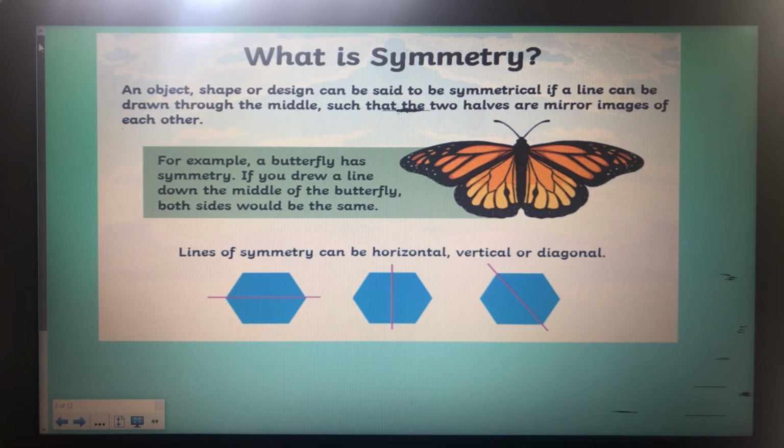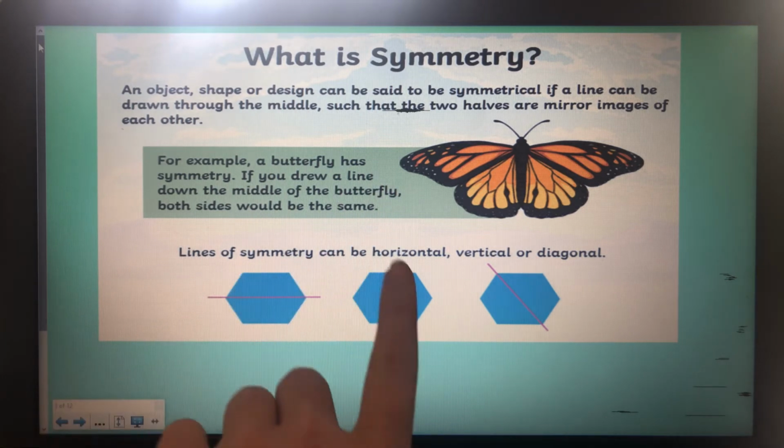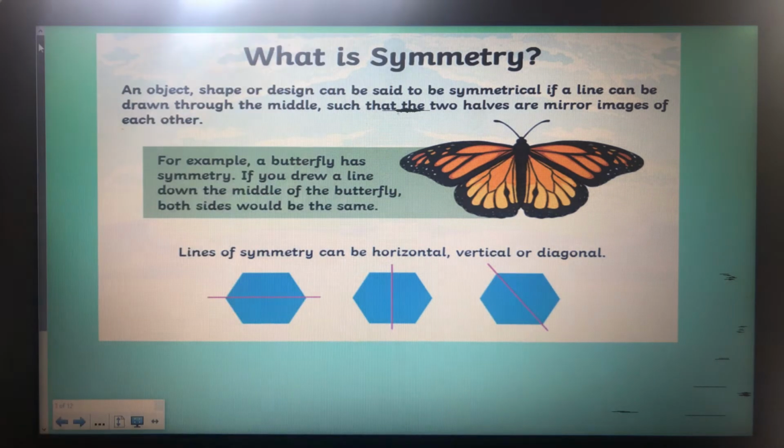So the lines of symmetry can be horizontal, vertical or diagonal. So horizontal, vertical or diagonal.